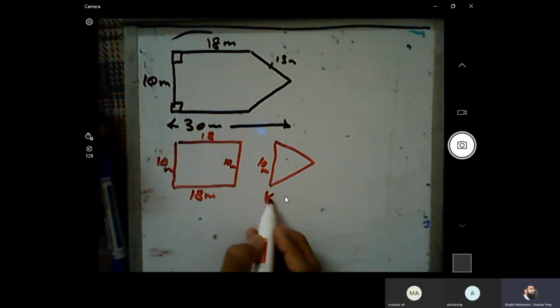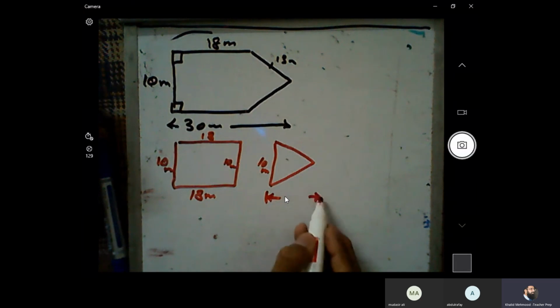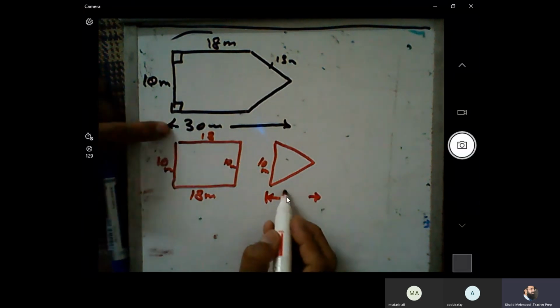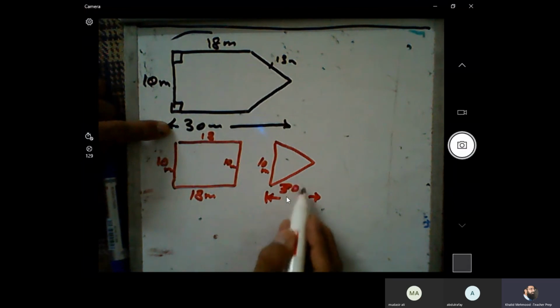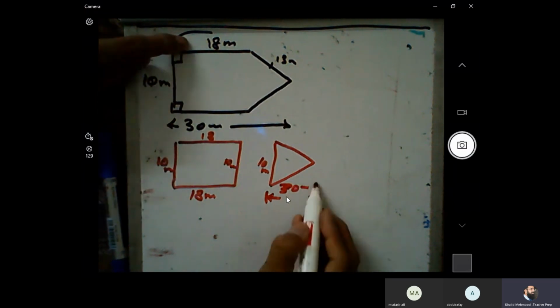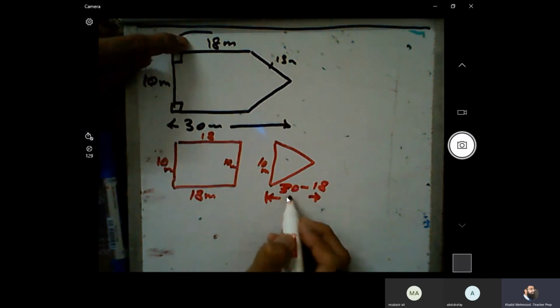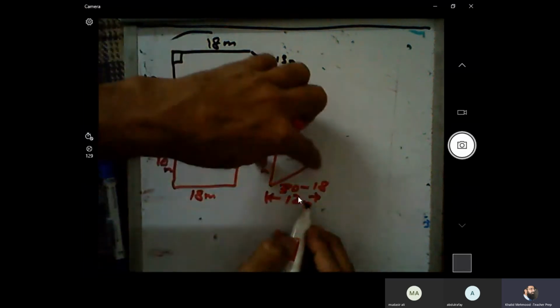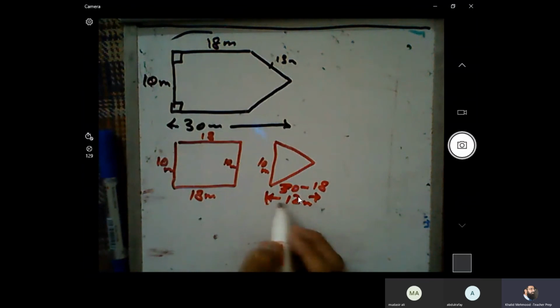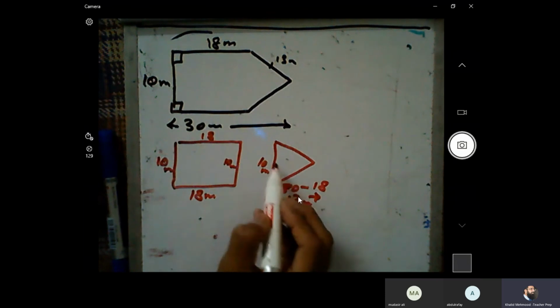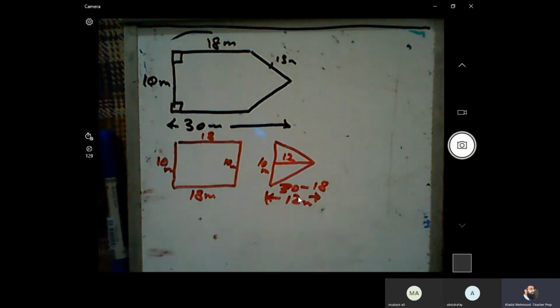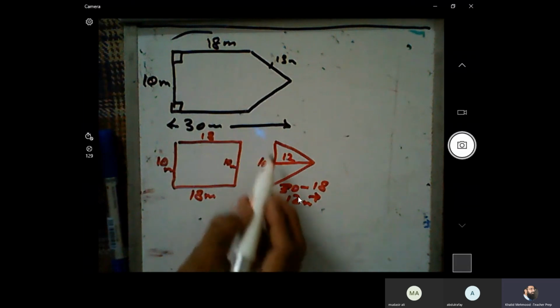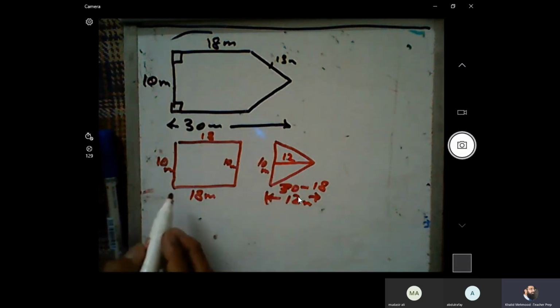So this length could be gotten by subtracting from the total, which is 30. So 30 minus 18. How much is this one? 30 minus 18 is 12 meter. So this length is 12 meter. Horizontal, sorry. So this horizontal, if this is 12, then this is also 12. So now we have a triangle measurement, with base and height given, and a rectangle measurement, with base and height given. So now the area could be found.